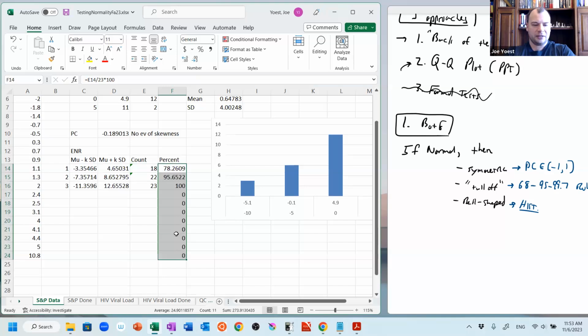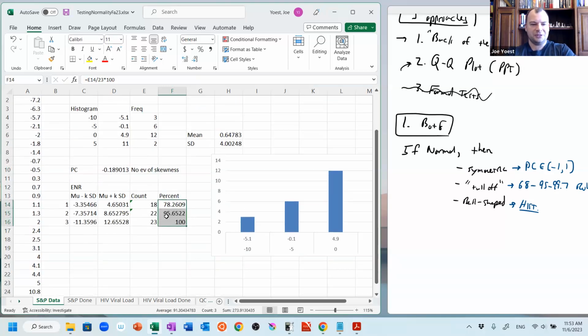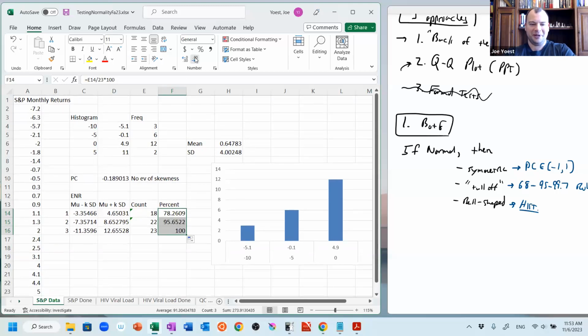Oh, why did it do that? Excel is usually good at guessing what you want it to do, but sometimes it does crazy stuff like that. So these are the actual percent of the data points that fall within 1, 2, and 3 standard deviations.